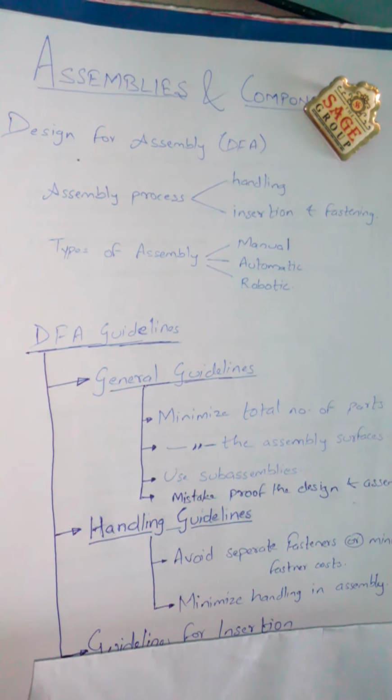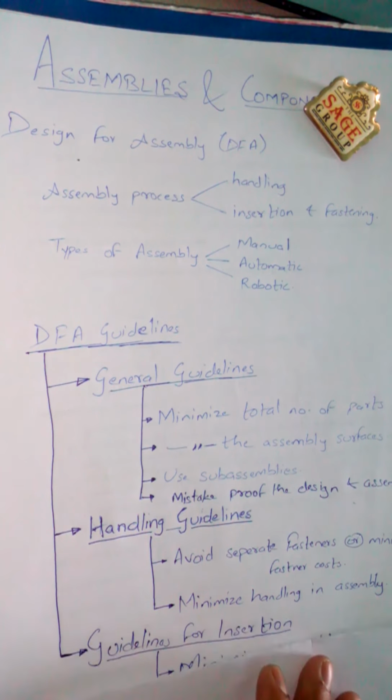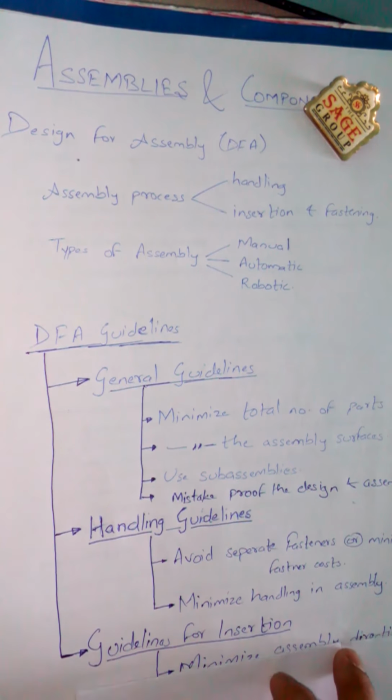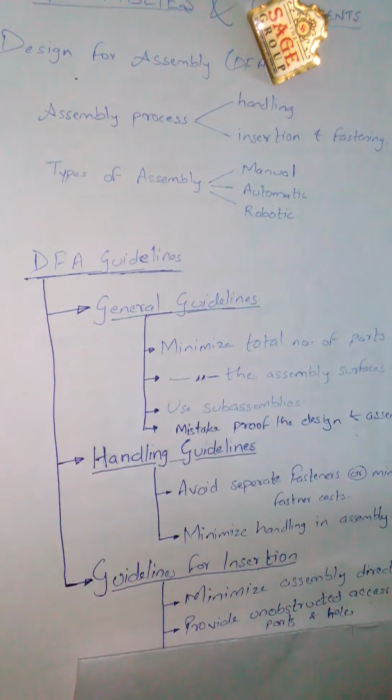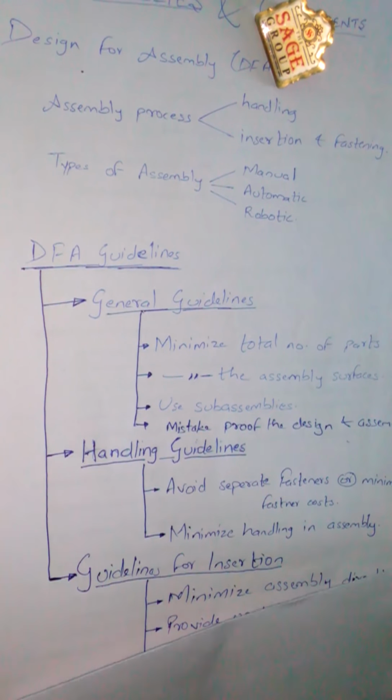Alright, orientation can be assisted by design features that help to guide and locate parts in proper position. Parts that are handled by robots should have a flat, smooth top surface for vacuum grippers and an inner hole for steering or a cylindrical outer surface for gripper pickup. Alright, next let's come to the guidelines for insertion. So the first point in this is minimize assembly direction.